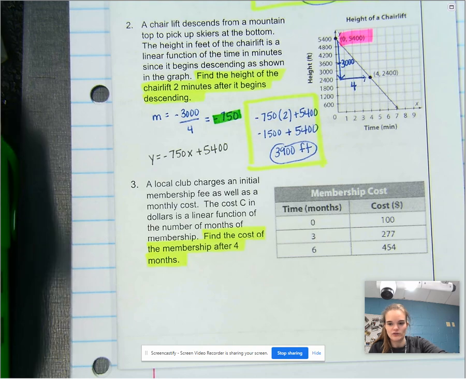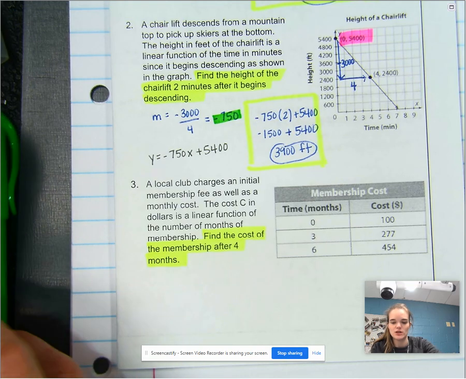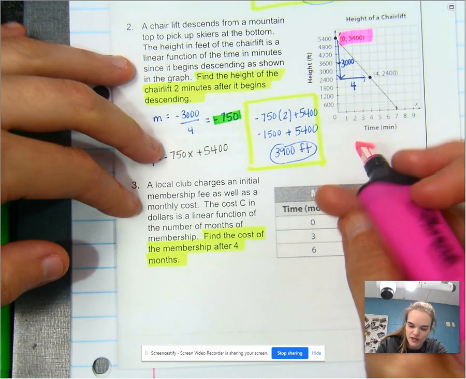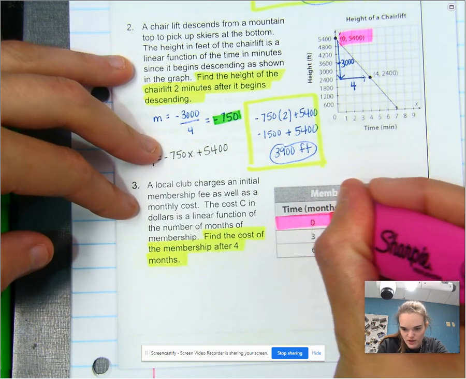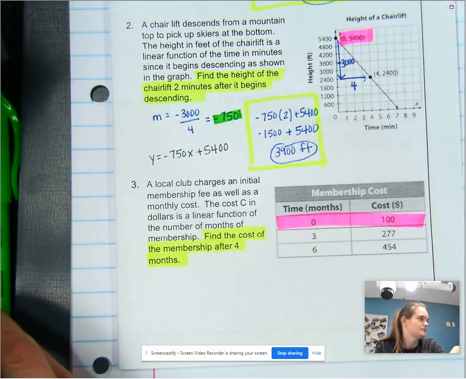All right, let's talk about the y-intercept. The y-intercept is our initial value. It's when x is 0. Our y-intercept is right there.